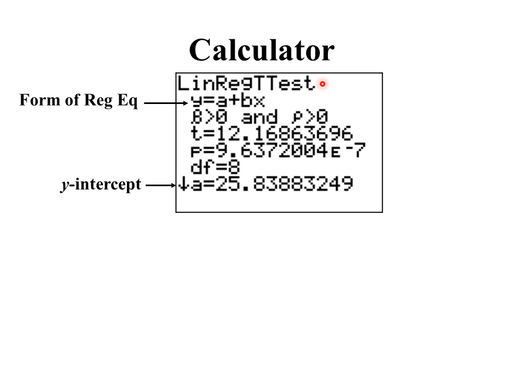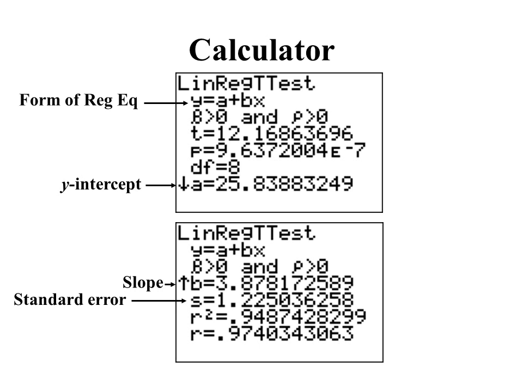Again, the top row says we did the LinRegTTest. The second row gives the form of the regression equation that the calculator uses. It calls it y equals a plus bx. So a is the y-intercept and b is the slope. I don't know why the calculator chose to use those letters to represent the slope and y-intercept, but it really doesn't matter as long as we understand what's going on. At the bottom of this window, we have a equals 25.8. That's our y-intercept. If we scroll down a little bit more, we see b equals 3.878. There's our slope.